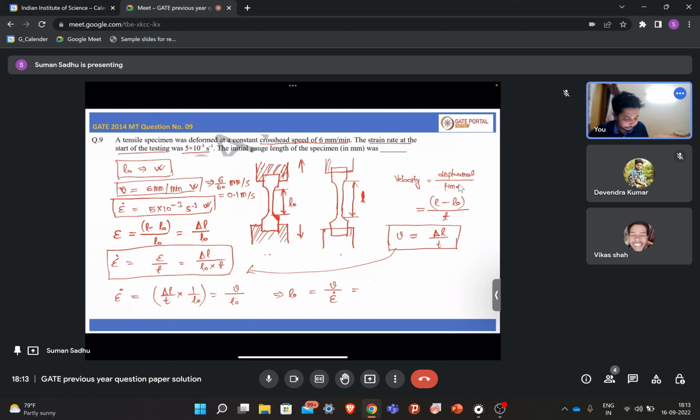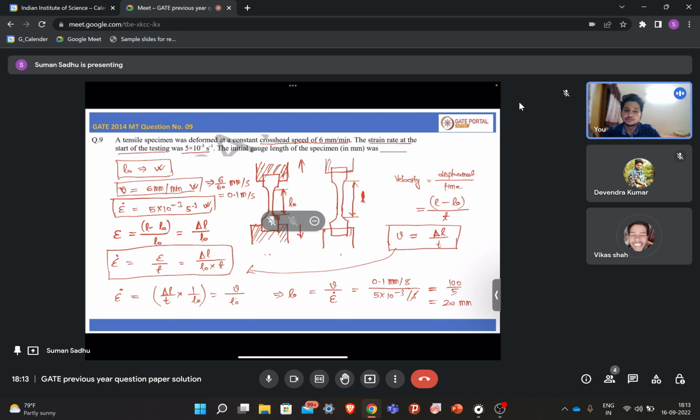So V is 0.1 millimeter per second divided by epsilon dot, which is 5 into 10 to the minus 3 per second. So your second and second will cancel out. So what will be the gauge length? Initial gauge length L naught, how much are you getting then? So initial gauge length is 20 millimeter.